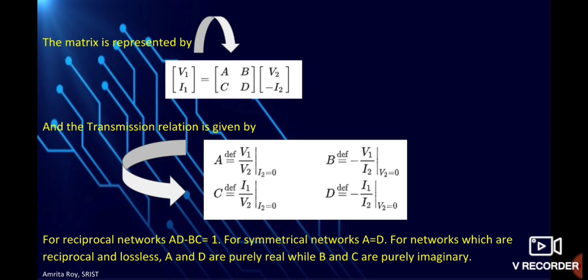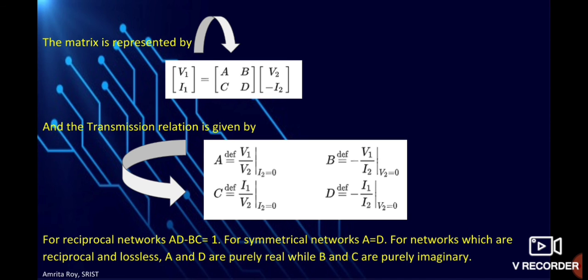So the matrix representation will be a 2 cross 1 matrix of V1 and I1. On the right hand side, an ABCD matrix of 2 cross 2, and an independent variable matrix of 2 cross 1, that is V2 and minus I2. And the transmission relations will be given by A equals V1 by V2 for I2 equals 0, B equals minus V1 by I2 for V2 equals 0, C equals I1 by V2 for I2 equals 0, and D equals minus I1 by I2 for V2 equals 0.